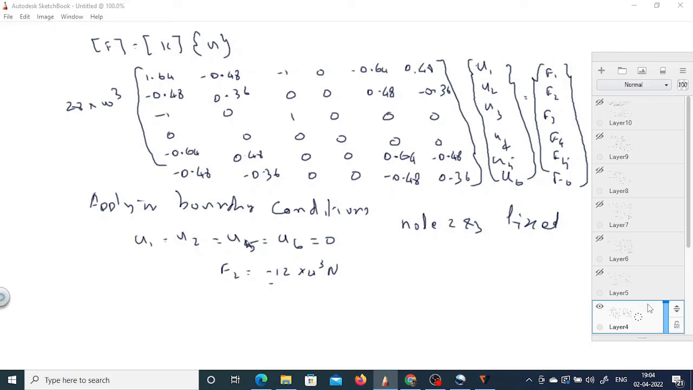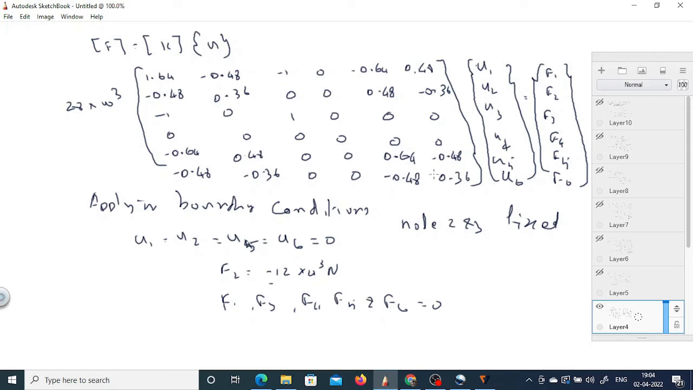So what is our next step? Self weight is neglected. What about other elements? The self weight is neglected in the problem, so F1, F3, F4, F5 and F6 are 0, because self weight is neglected. Only one point load is acted on the body.